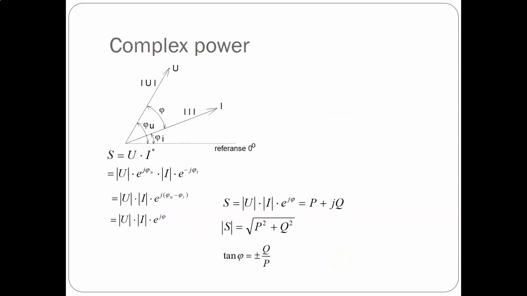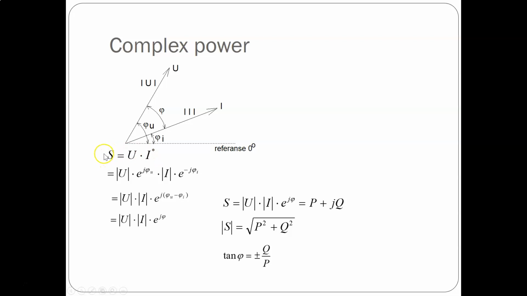Now we will look at the complex power, which we will mostly use from now on. A way to understand that is to look at it mathematically. So here we have two vectors: a current vector and a voltage vector. A vector is of course a length and an angle. So phi I here is the angle of the current, and phi U is the angle of the voltage. And the angle between them is phi.